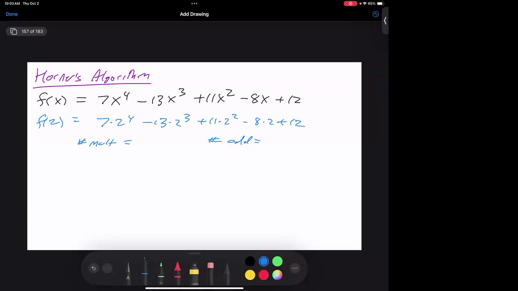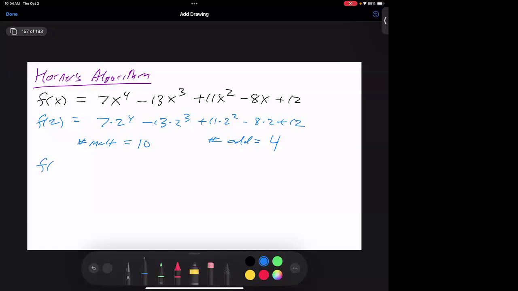How many additions? And of course, subtraction is the same as addition. So how many additions are there? Let's do the easy one first. 4. How many multiplications does it take to get the first term? 4. And the second? 3, 2, 1, 0. 4 plus 3 plus 2 plus 1 plus 0 is 10.